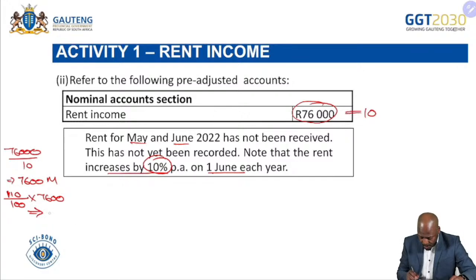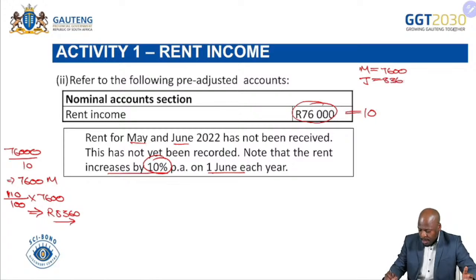Yes, someone is saying I'm getting 8,000. Say it again. 8,360. That becomes your rent income in the month of June. So we are having 2 months in this case now. We're having May, and the rent in May is 7,600. But we also have the rent in June, and the rent in June is 8,360. If we add these two, how much do we then get?